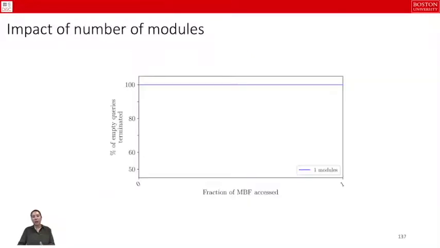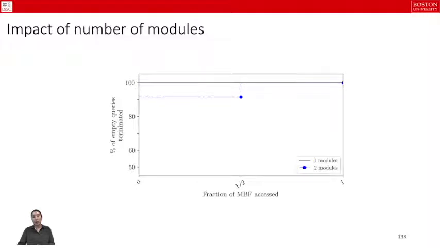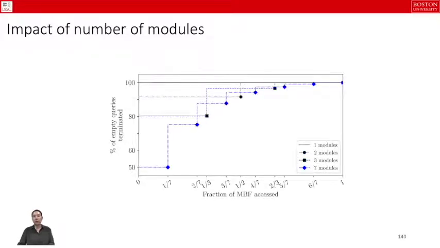This figure shows the ratio of queries terminated for various numbers of modules. When there is only one module, the entire filter is needed. When there are 2 modules, about 90% of queries are done by using only half of the filter. As the number of modules grows, more queries can be finished by using only a fraction of the filter. So smaller modules are more beneficial.